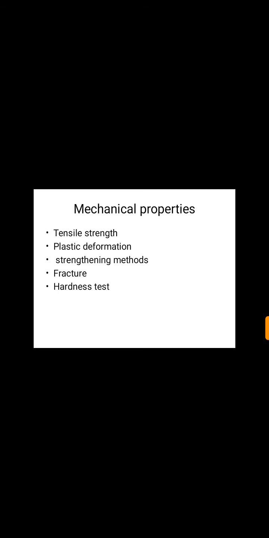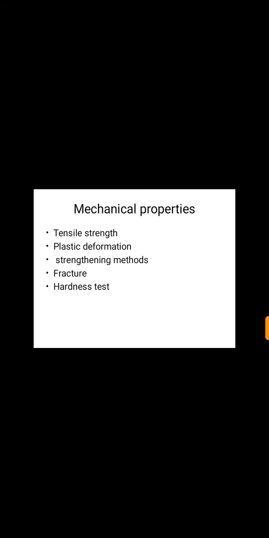The second one is plastic deformation. We all know what plastic deformation is: it is a permanent deformation. When you apply a load to certain materials up to a certain limit, the material gets deformed permanently. That is what we call plastic deformation. We are going to see how plastic deformation occurs and how the material behaves inside.